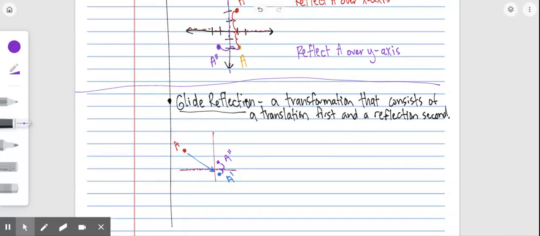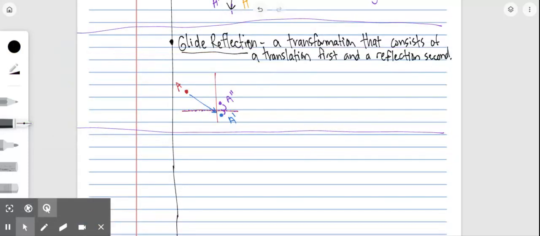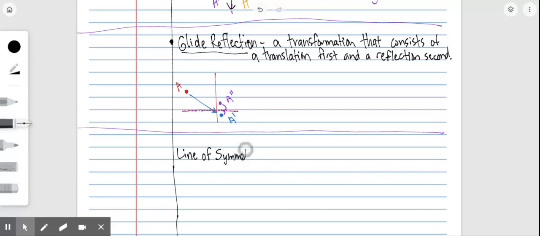Okay. All right, the last thing I want to talk about is lines of symmetry. So when you have a line of symmetry, basically you have an object that can be folded in half to produce the same image on both sides. So a line of symmetry is when an object can be folded and create the same image on both sides.